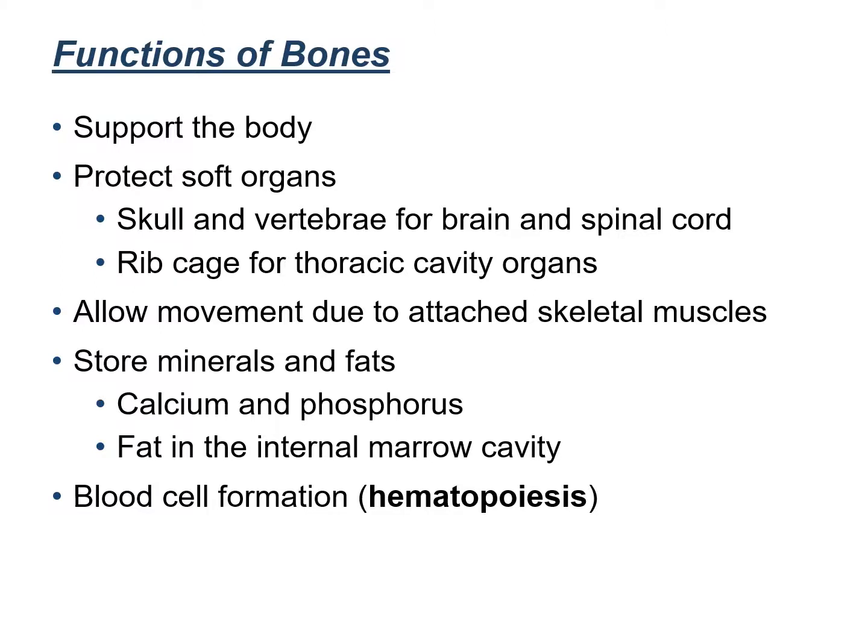Inside the hollow lumen of the long bones, there is the marrow, the bone marrow. If it is a yellow bone marrow, that is fat. If it's the red bone marrow, that is the site for all of your blood cell formation, which is known as hematopoiesis.